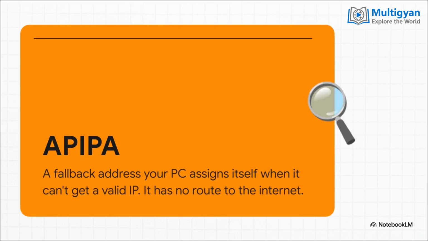So that number, it isn't just a random glitch. It has a name, APIPA. It stands for Automatic Private IP Addressing. You can think of it as your computer's emergency plan B. When it tries to use the static IP you gave it and fails, it basically panics and assigns itself this temporary address as a last-ditch effort. And here's the crucial part. An APIPA address has no connection to the internet. It's a dead end. It's a symptom that tells us your static IP setup failed.